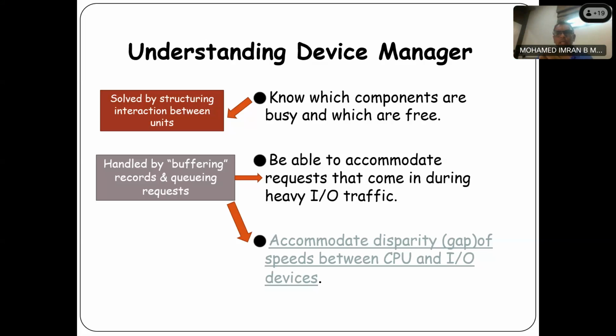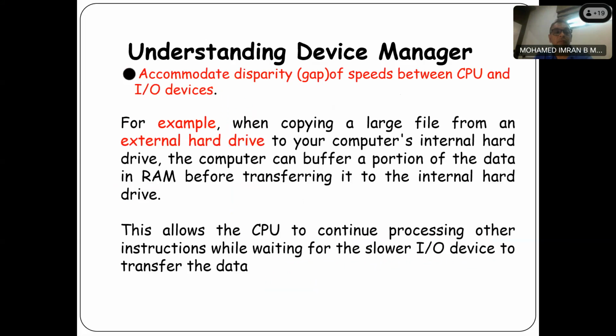However, the input coming from the thumb drive is very, very small. It's our low speed. That is why we need a device driver. For example, when copying a large file from an external hard drive to your computer internal drive, the computer can buffer portions of the data in RAM before transferring it into the internal hard drive.